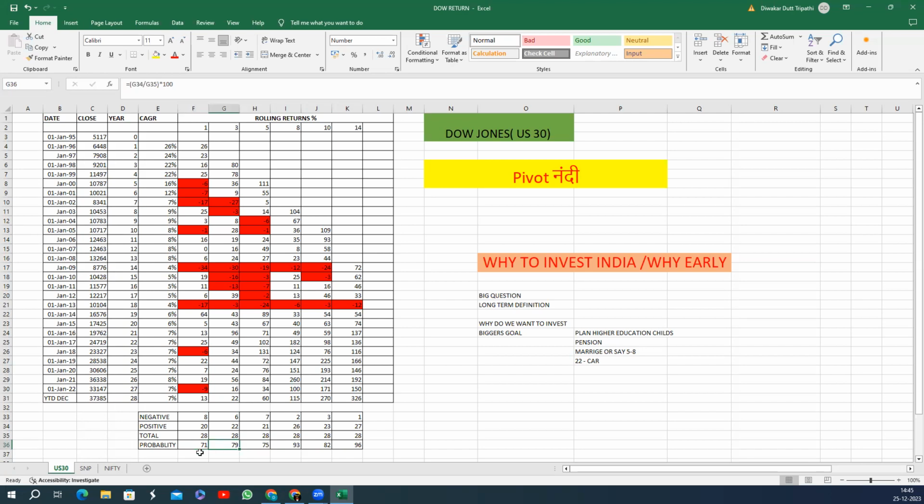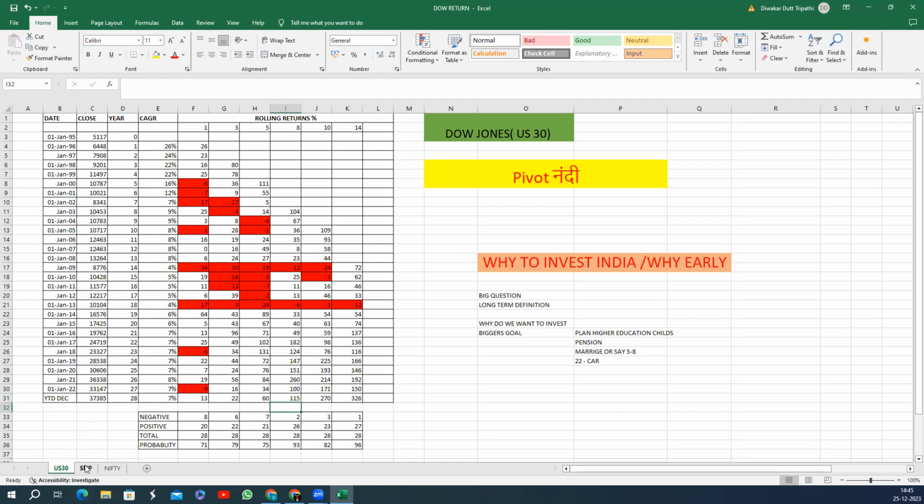At the same time, in the 3 year period, there is a 20% probability that you may not get good returns and you will be getting negative returns. But as the horizon increases, the probability of getting a positive return also increases, and the rate of return is also increasing. That is a highlighting point.